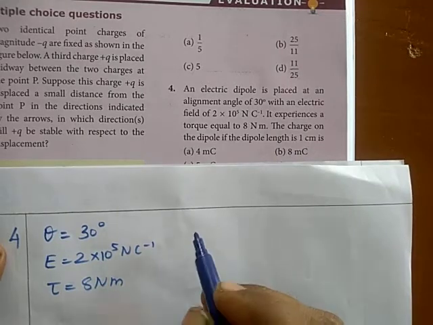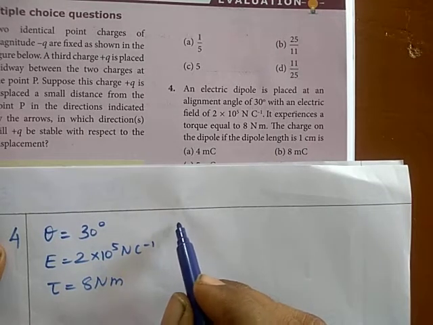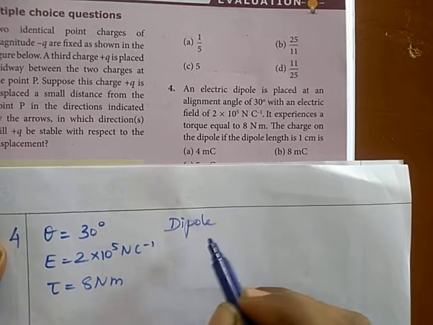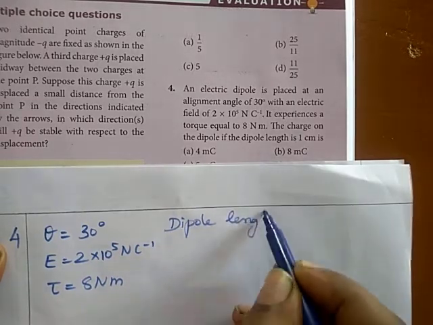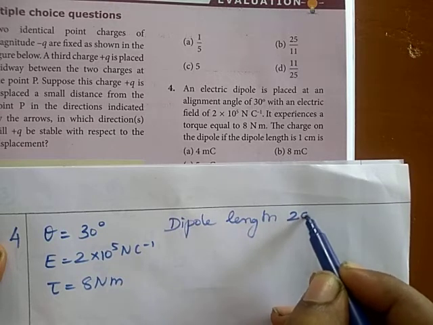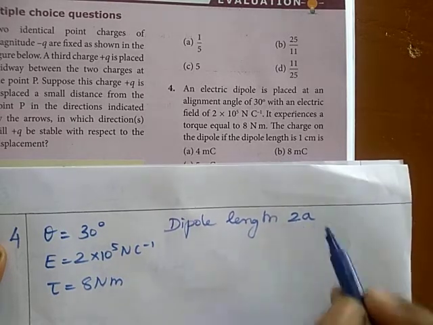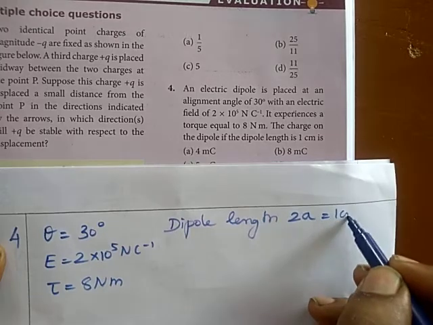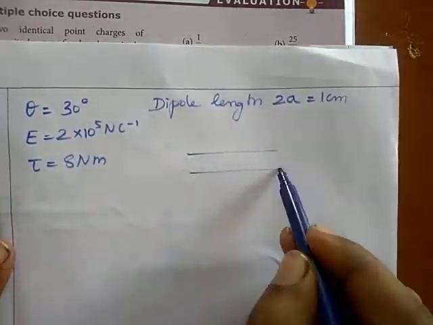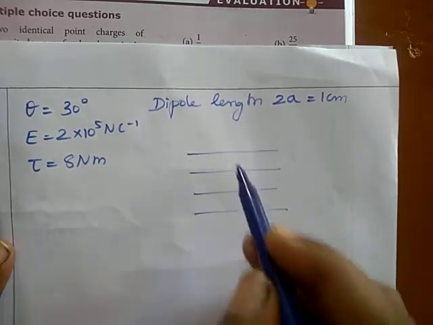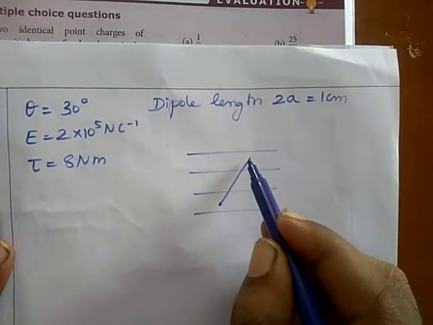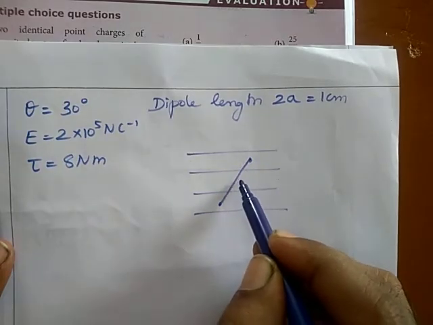The next: dipole length. Dipole length means 2a, not a. 2a is equal to 1 centimeter. Here the question is, in the electric field E, we are placing a dipole at an angle of 30 degrees.